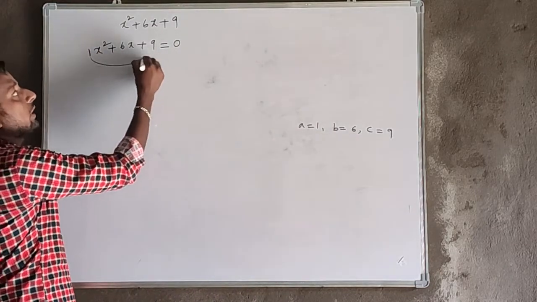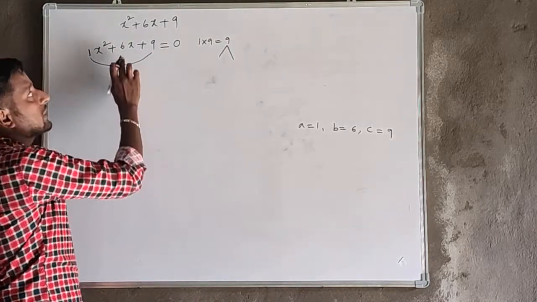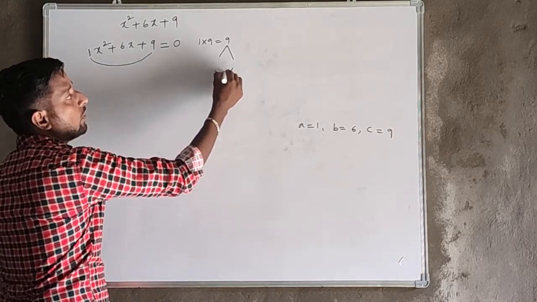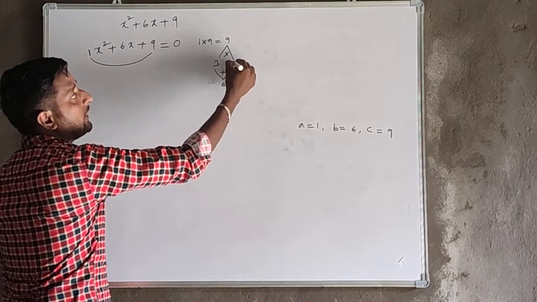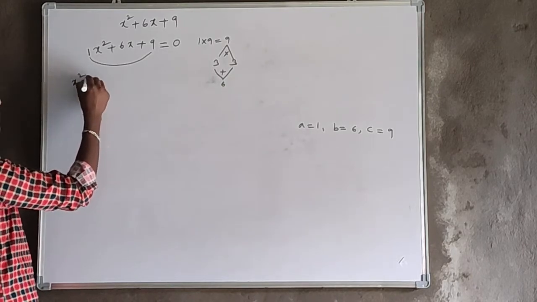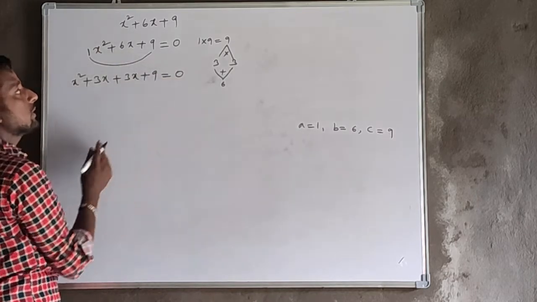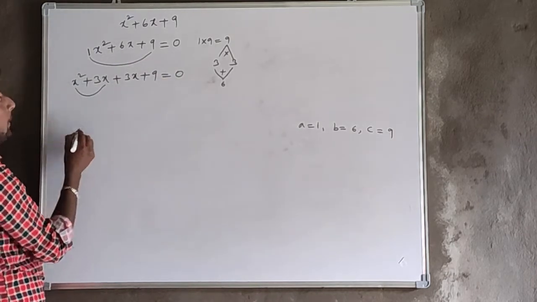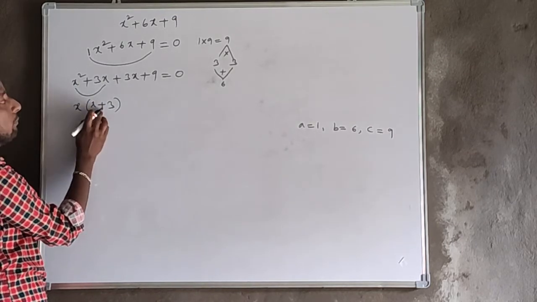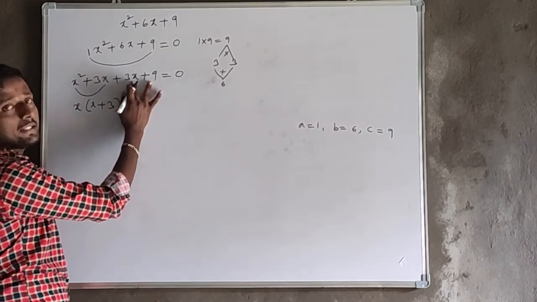So 1 into 9, 1 nine is 9. We need factors for 9, but the sum of the factors should be 6. So here I can write 3 threes are 9, 3 plus 3 is 6. Now I'll write x square plus 3x plus again 3x plus 9 is equal to 0. Take the common factor in the first two terms. Now we'll write x into x square plus, as it is, x into 3x. Okay. Now 3 ones are 3, 3 threes are 9.